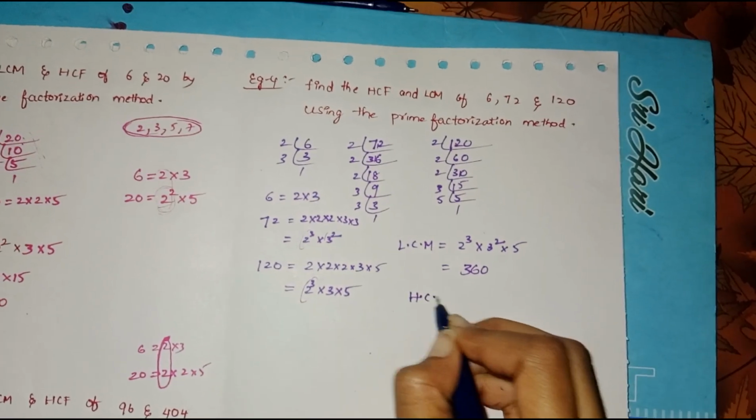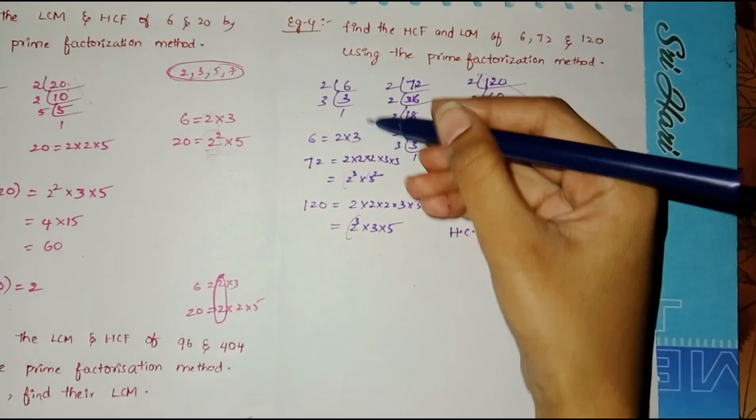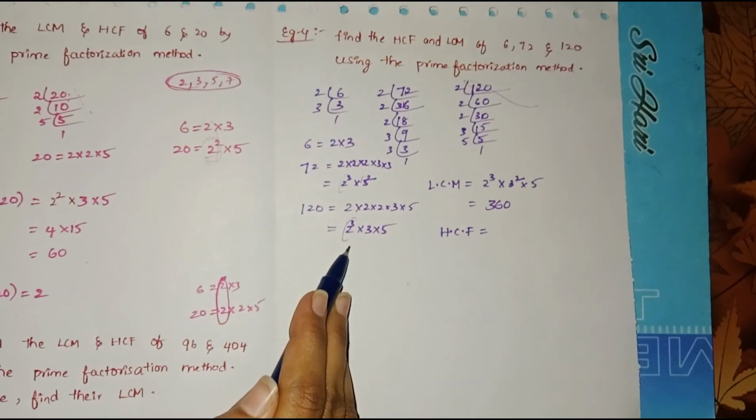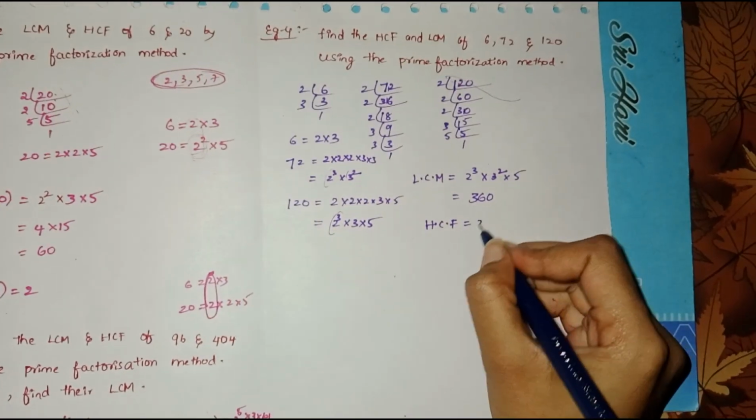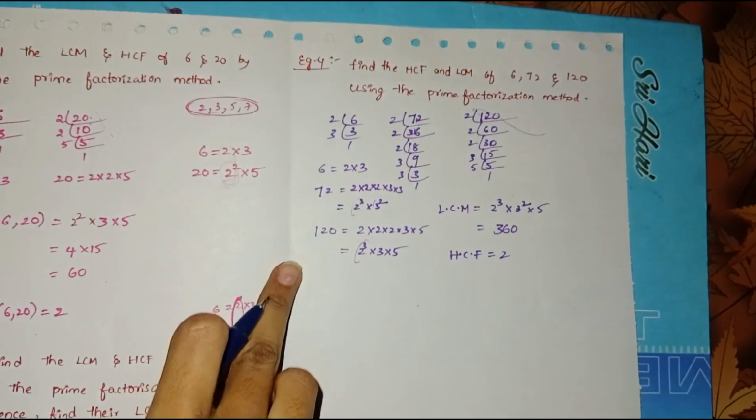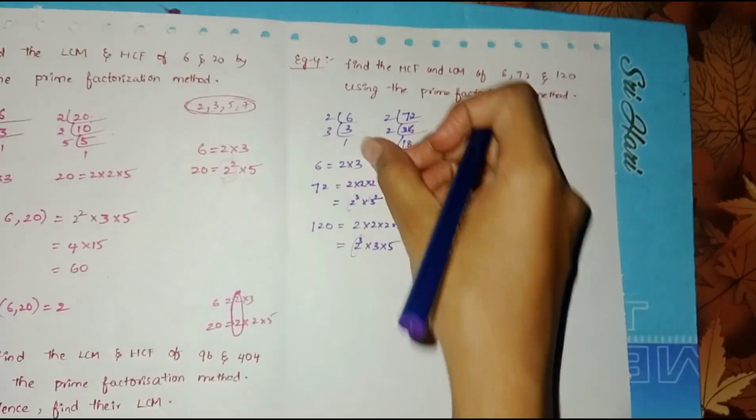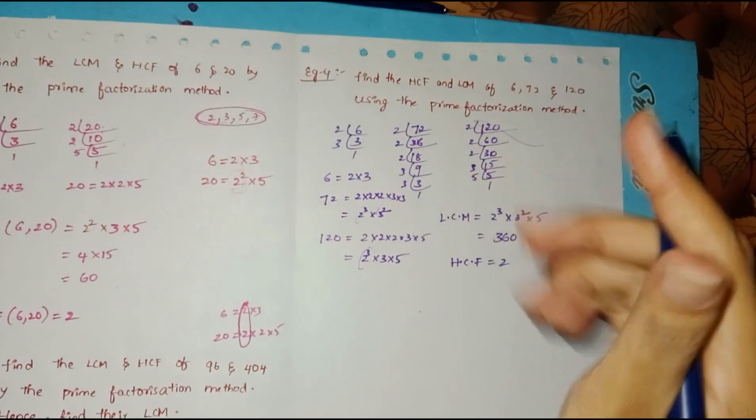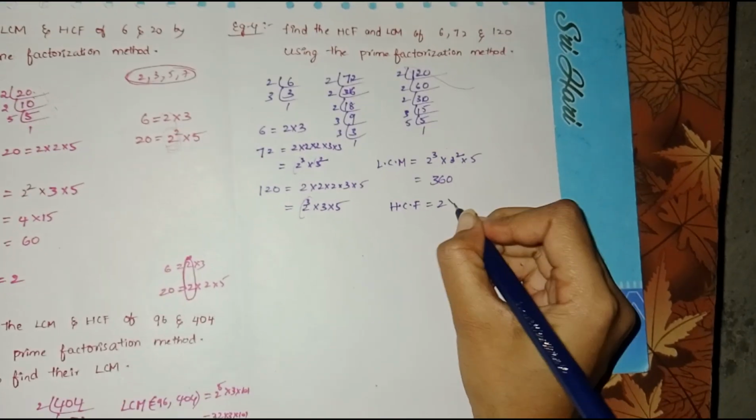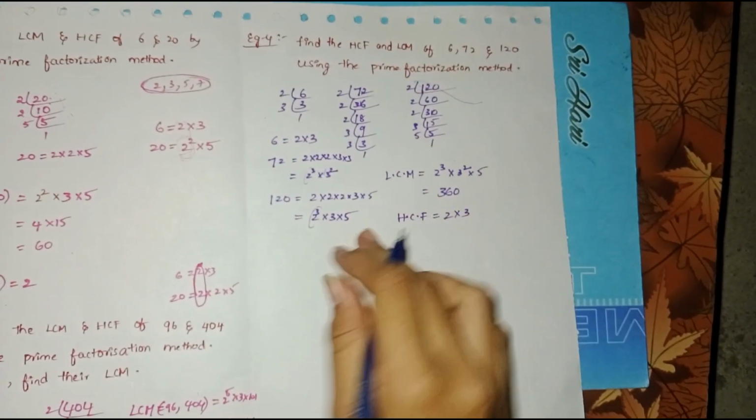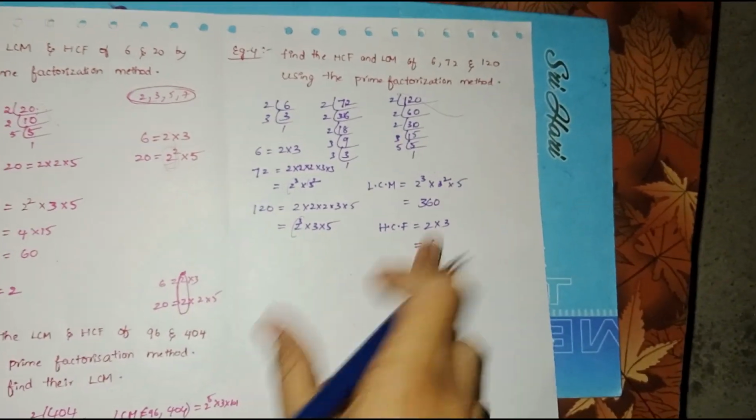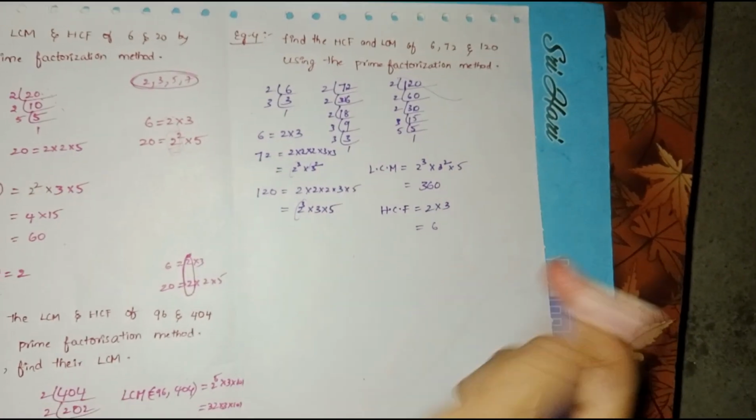Find HCF. HCF means 2 is common in all, but which is the lowest power among these? 2 is the lowest power, so 2. Next, 3 is also common in these 3 numbers' prime factorization. Which is the lowest power of 3? 3 is the lowest power, so 3. 5 is not common in all terms, so we neglect 5 in the HCF. 2 into 3, 6 is the HCF for 6, 72 and 120.